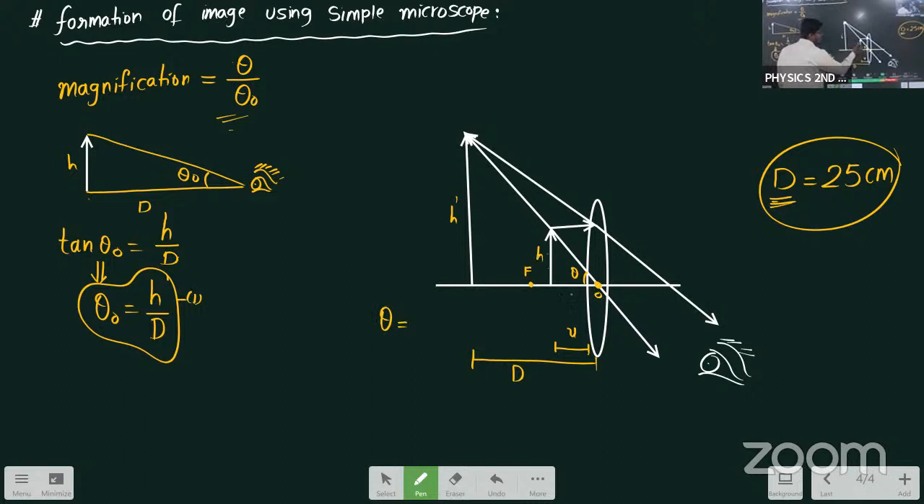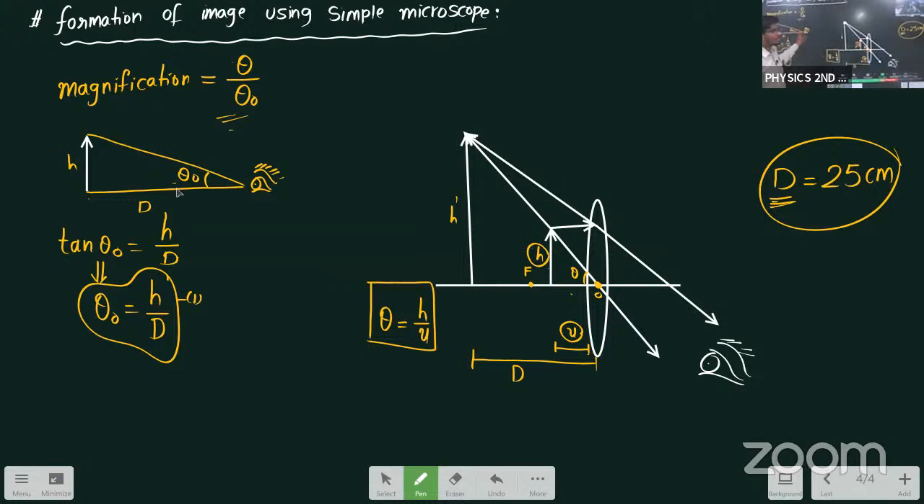Now by looking at the diagram, you can say that angle theta will be equal to opposite by adjacent. What is the opposite side here? H. What is the adjacent side here? It is U. H divided by U. So finally we got two angles. One angle was subtended by the object directly on the eye. The other angle is the angle subtended by the image on the eye by the use of what? Lens. Here we have used the lens, but here we haven't used the lens.